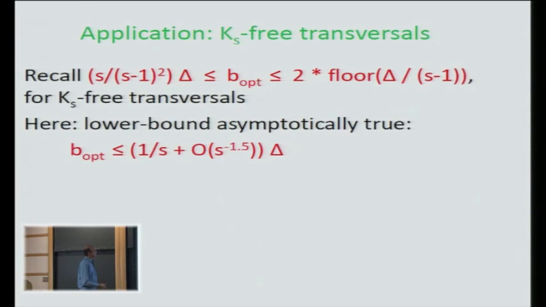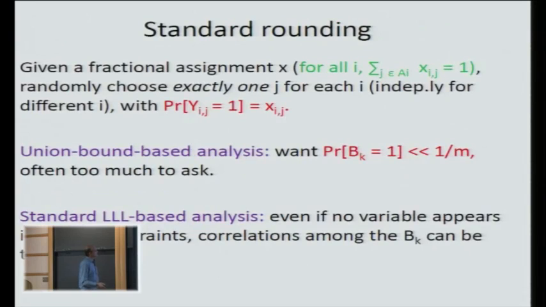But what is the proof idea? The proof idea is simple. So again, like Avi mentioned early on, what is the natural approach to these constraint satisfaction problems? Of course, given these fractional values xij, just choose one of them randomly, and if you just do a union bound, then you want the probability of the typical bad event to be much smaller, which is too much to ask.